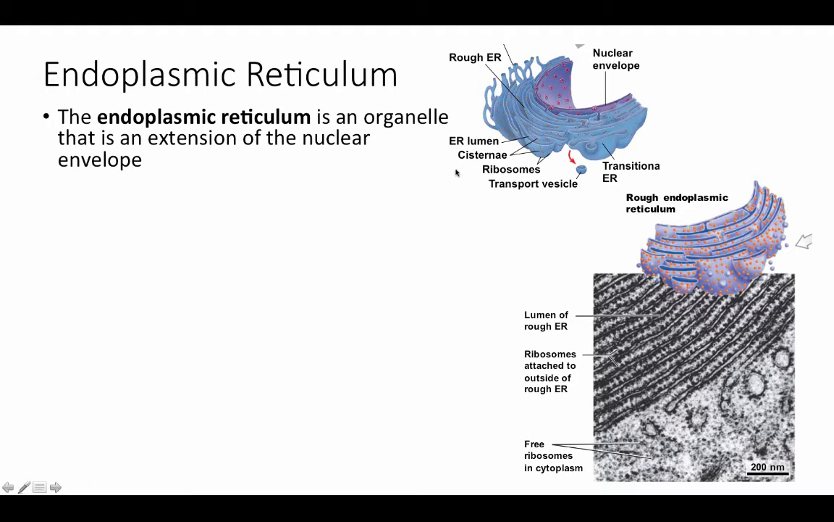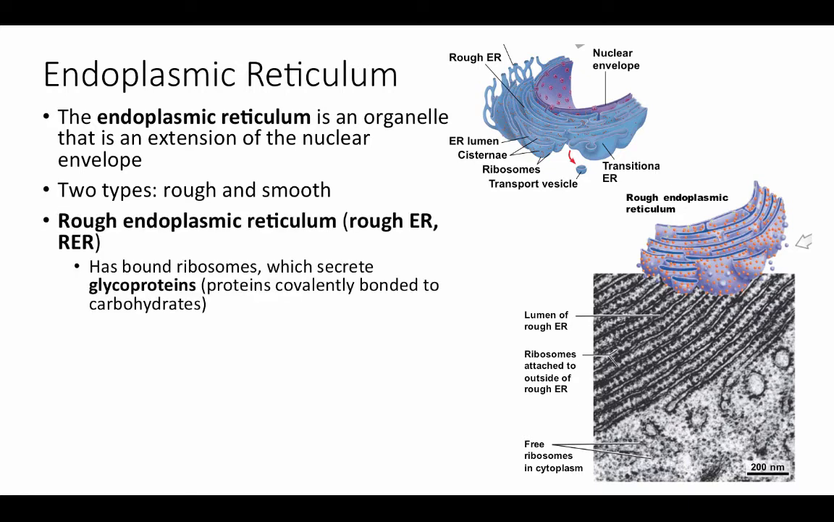The endoplasmic reticulum is an organelle that's an extension of the nuclear envelope. So you can think of this outer nuclear membrane. Remember, there's a double membrane. The outer one, just think of it as expanding out, proliferating wildly, and creating all of these folds of membrane. So all these folds are going to be continuous with that outer membrane of the nucleus. So there are two types, rough and smooth.